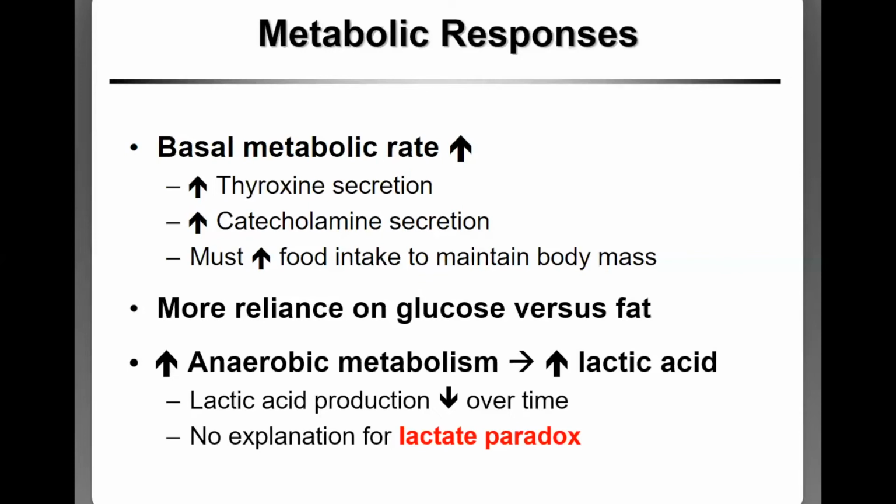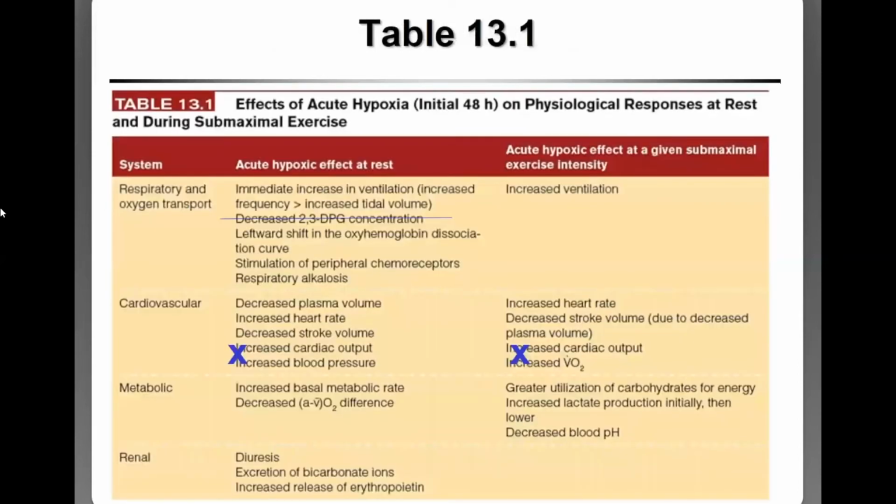Paradox meaning it goes against what we believe, it doesn't quite make sense, and we don't have an answer to explain this phenomenon. So this is the lactate paradox, where according to everything we just covered, anaerobic metabolism would be heavily used, so we believe lactic acid would increase. But what happens at altitude is that lactate production decreases over time.